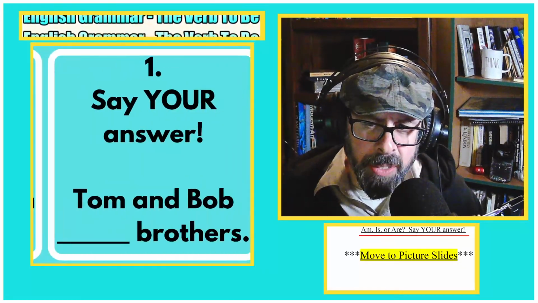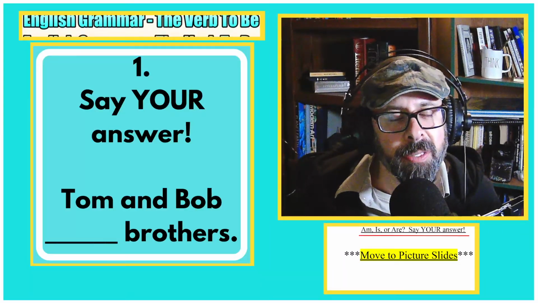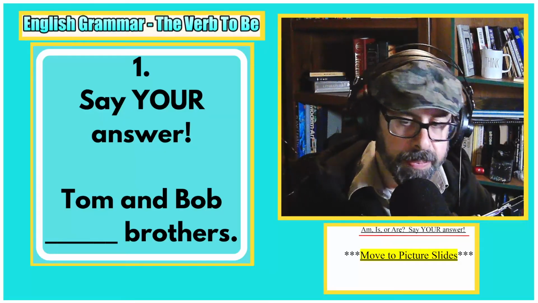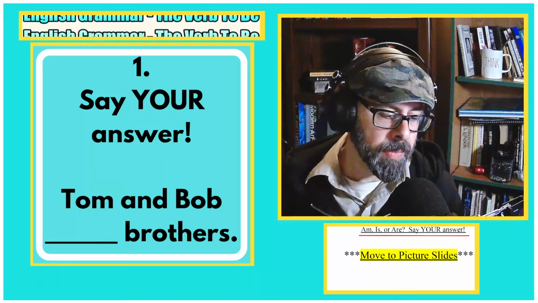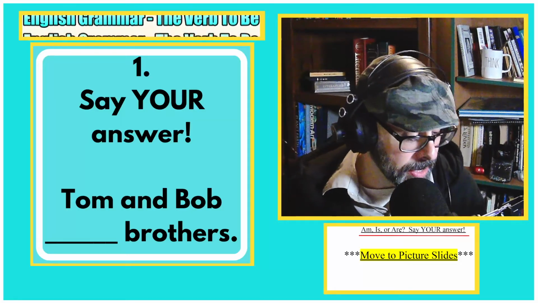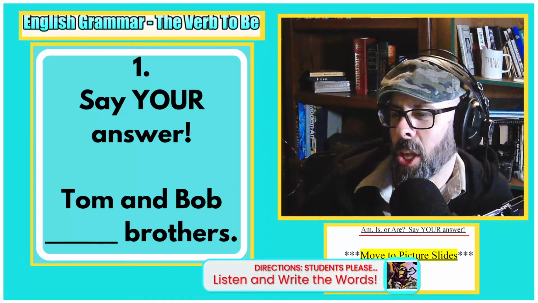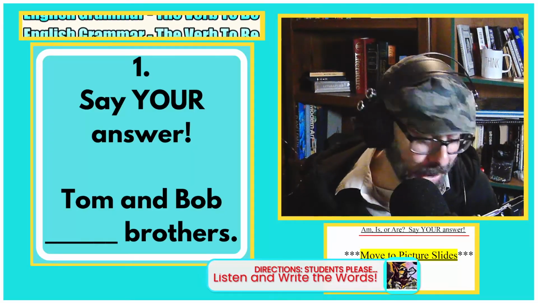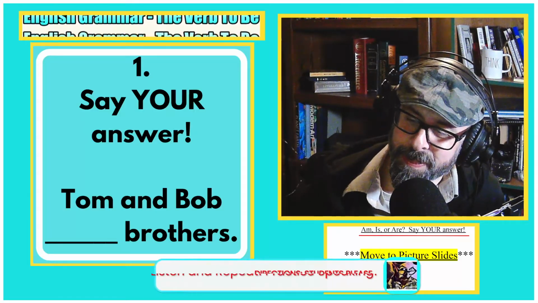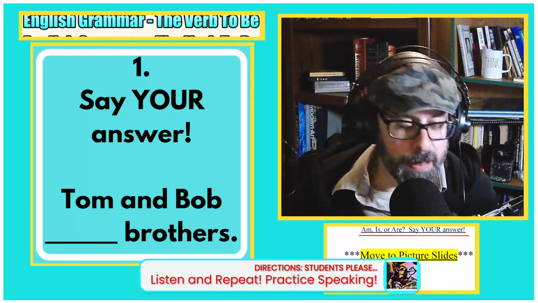Let's go back to number 1, and we'll read each statement with the correct verb to be. Okay? All right, listen and repeat each one. We'll do each one one time. Okay, you ready? Let's see if I have instructions for that. Does it say listen and repeat? No, it says listen and write. Let's try it again. Listen and repeat, so practice speaking. Okay, number 1, listen and repeat.